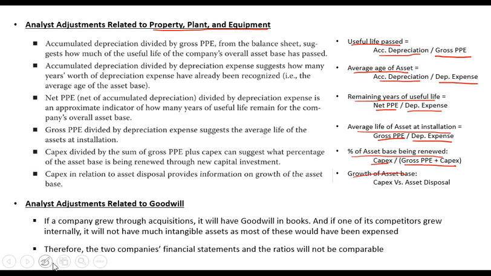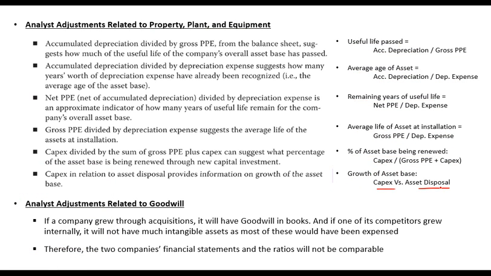Growth of asset base: capex versus asset disposal. If capex is higher, overall asset base will be growing. If capex is lower and disposal is higher, then overall asset base will be decreasing. So remember these ratios. I think this is important. You should know what is useful life, how to calculate average age, how to calculate remaining years, how to calculate average life, percentage of asset being renewed, and growth of asset base.